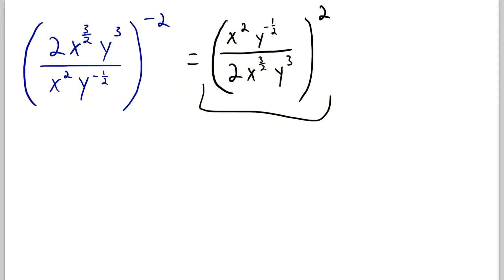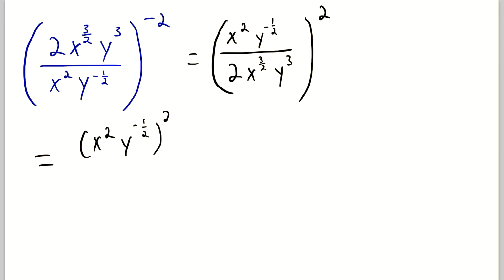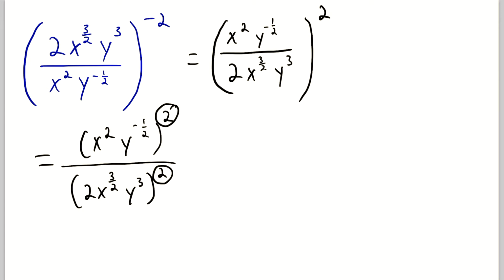Now, since this whole fraction is squared, that's the same as squaring the numerator and the denominator separately. So we will rewrite this now as x squared multiplied by y to the power of -1/2, that is all getting squared, and that's divided by 2 times x to the power of 3 over 2 times y to the power of 3, all squared. Now, just like we did earlier, in order to carry out these exponents, we just have to multiply 2 by the exponents of everything in these products.